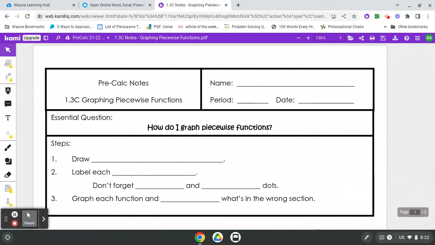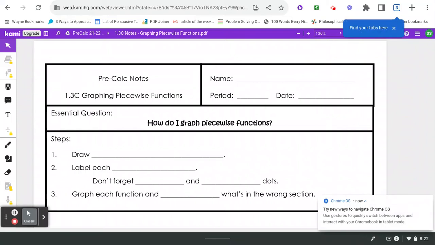All right, 1.3C notes for pre-calc. We're going to be graphing piecewise functions. So you've got 3 steps.